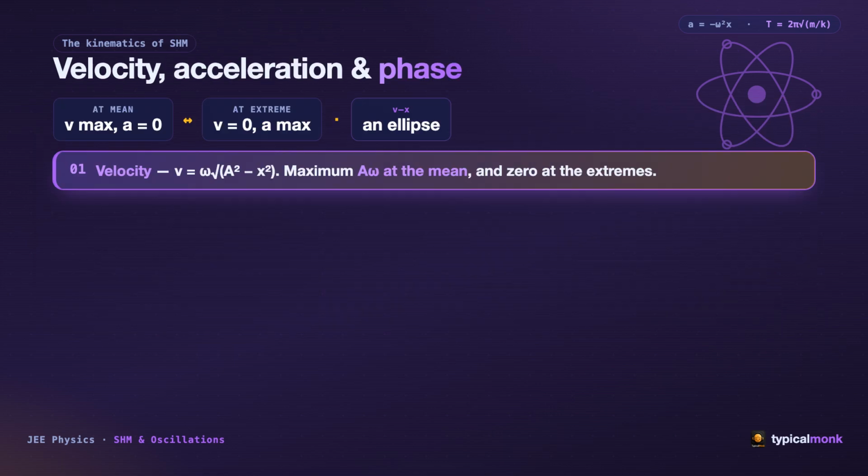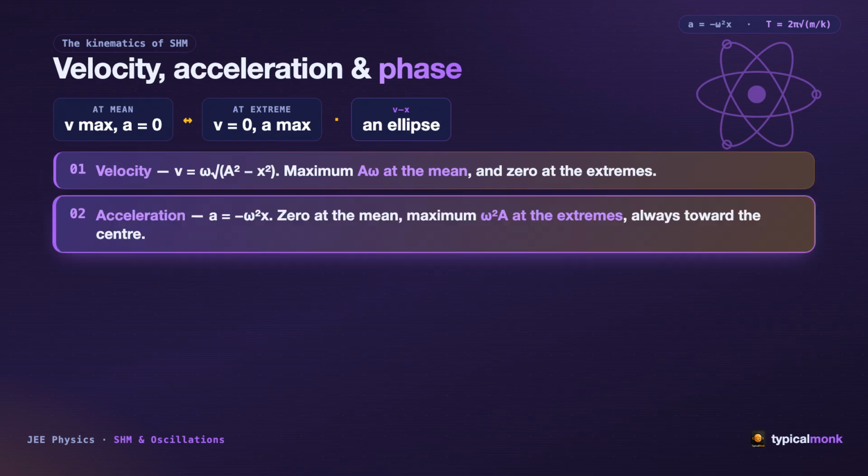Now, the kinematics in detail. The velocity, v equals omega root A squared minus x squared. It is maximum, A omega, at the mean position, and it falls to 0 at the extremes. The acceleration, a equals minus omega squared x. It is 0 at the mean, maximum, omega squared A, at the extremes, and always directed back towards the center.